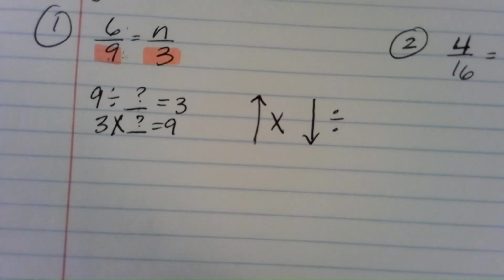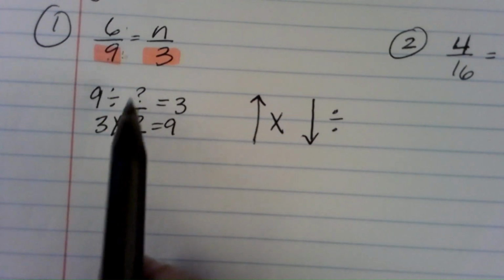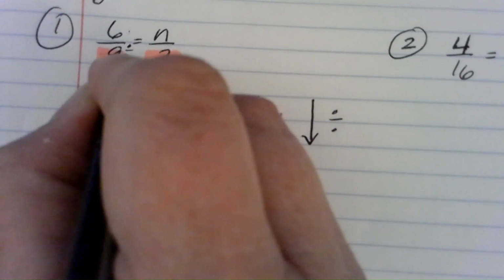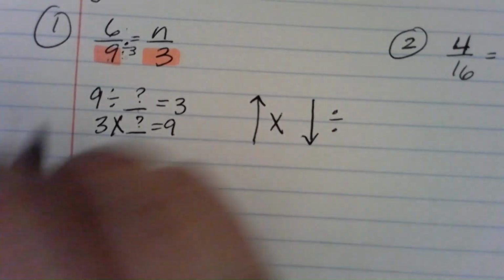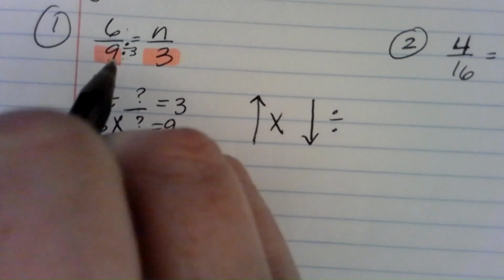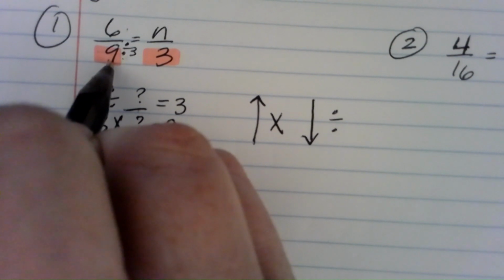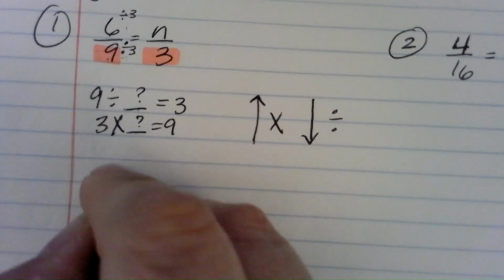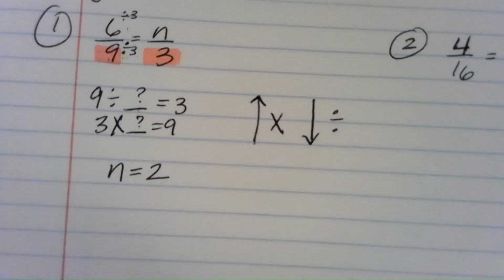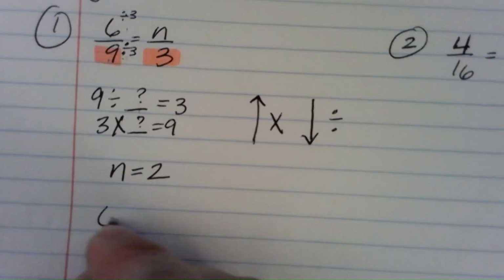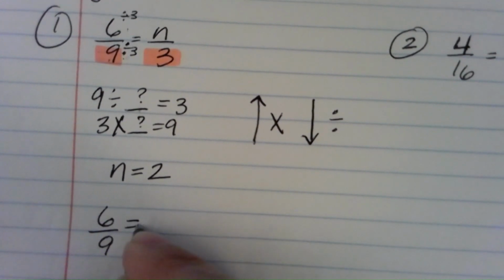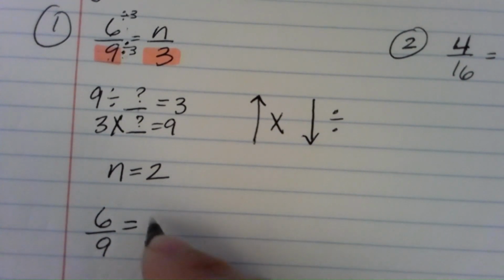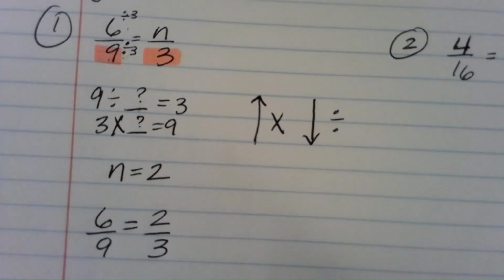So, in this instance, 9 divided by 3 gives us 3. So if I divided the denominator, the bottom number, by 3, what I do to the bottom, I have to do to the top. And so 6 divided by 3 is 2. So n is equal to 2. And now my answer becomes 6/9 is equivalent to the fraction 2/3. All right?